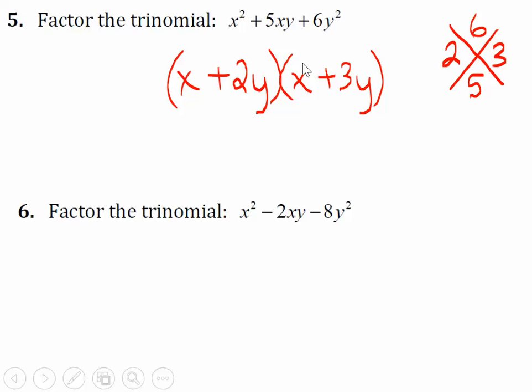Multiply x times x, there's your x squared. X times 3y gives you 3xy. 2y times x gives you 2xy, and that better add up to 5xy. And then notice 2y times 3y, if you multiply these out, would give you that number at the end. So yeah, it better FOIL out to the problem itself, or else something went wrong. So okay, number 6, all yours, go for it.